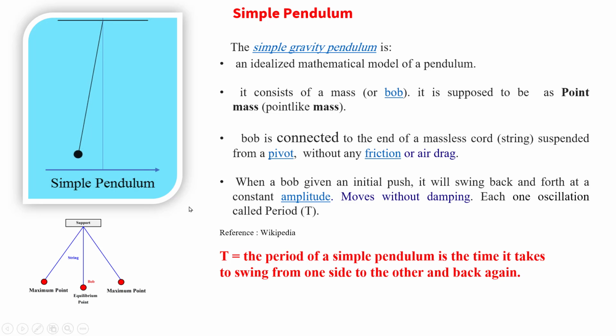This figure represents a simple pendulum swinging or oscillating from one maximum point, going through the equilibrium point to the other side, to a maximum point, where the two maximum points have to be at the same line or at the same plane.